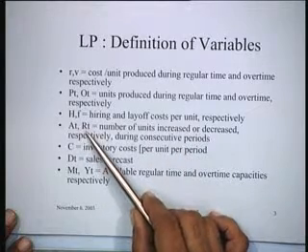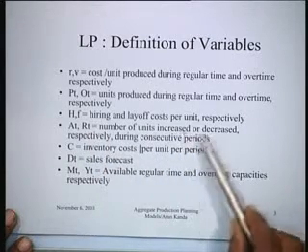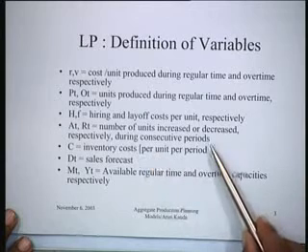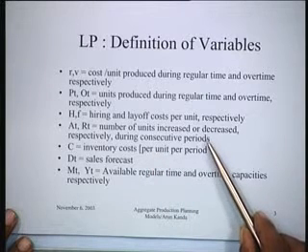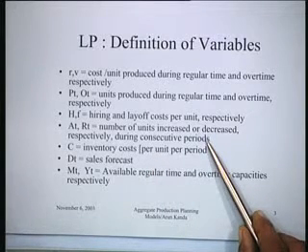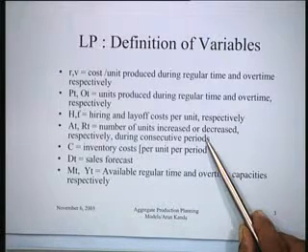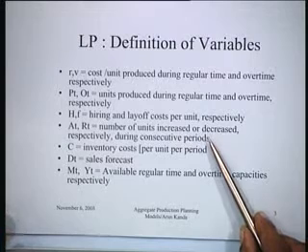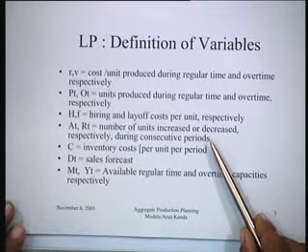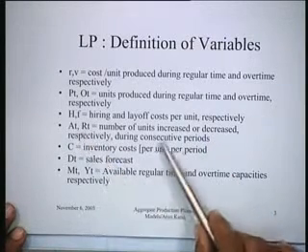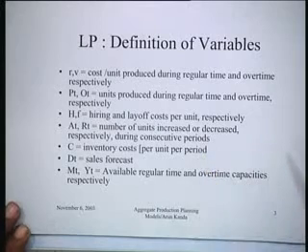Capital AT and RT are the number of units increased or decreased respectively during consecutive periods. Which means that if your production was, let's say, 200 in the first period, you could make it either 250 in the next period, in which case there is an increase, or you could cut it down to 180, in which case there is a decrease. So these variables capture whether there is an increase or a decrease in production.